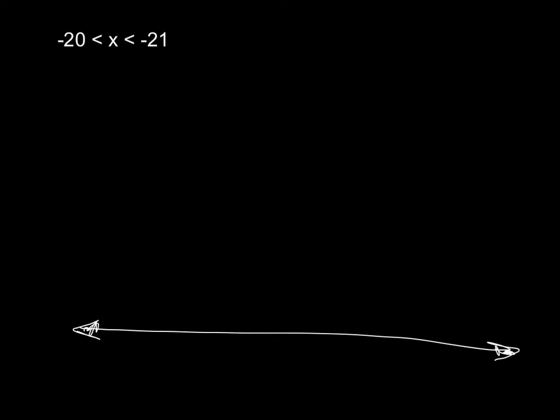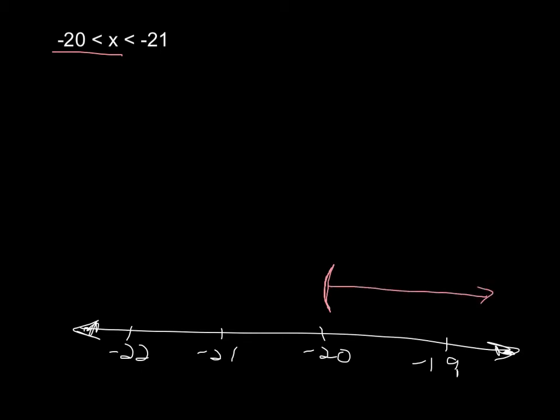We obviously are going to need a negative 20, negative 21, and some other numbers to give us a frame of reference. Let's start with the left-hand side here. X is greater than negative 20. Well, we know how to do that. We have a round paren opening to the right, because it's greater than. And on the right side, we have x is less than negative 21. So a round paren opening to the left.